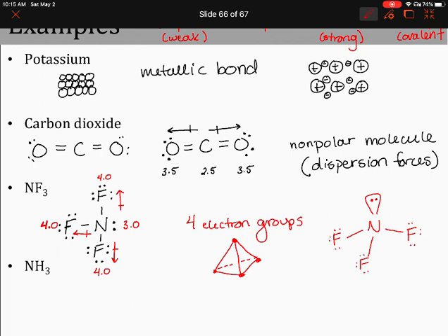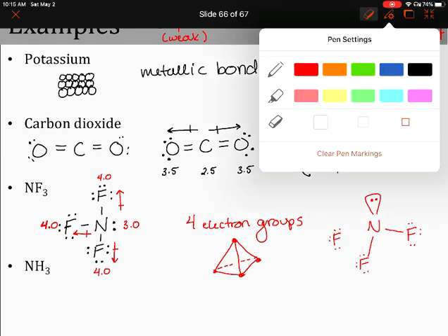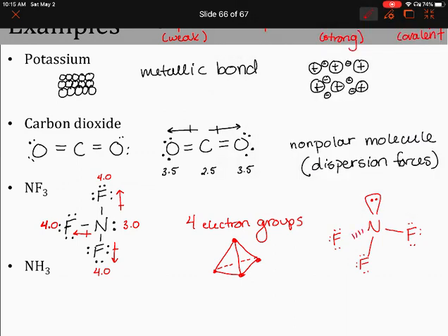Now, another way to draw this is using what are called wedges and dashes. I'm going to redraw that back bond with a little dashed line, and I'm going to draw this front bond as a wedge. You can imagine the wedge is kind of coming out of the paper towards us, and the dash is going behind the paper away from us. That kind of gives the structure more three-dimensionality.